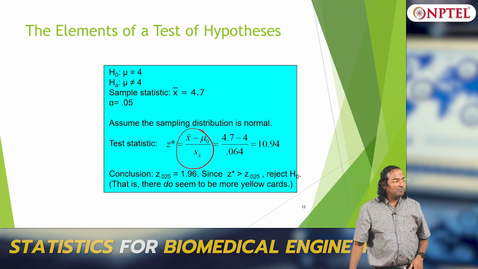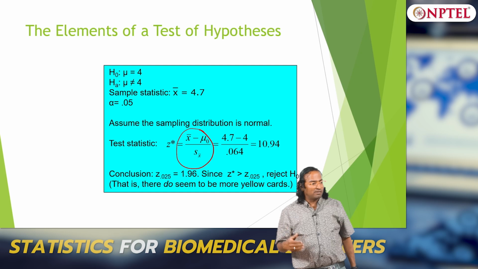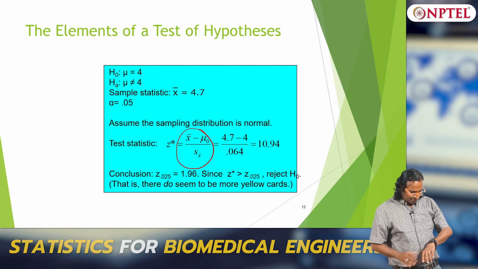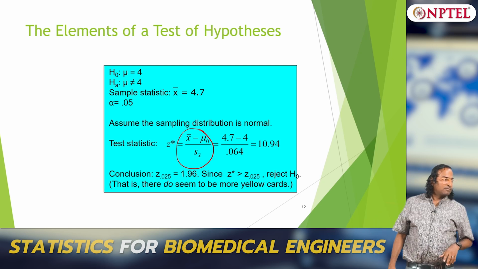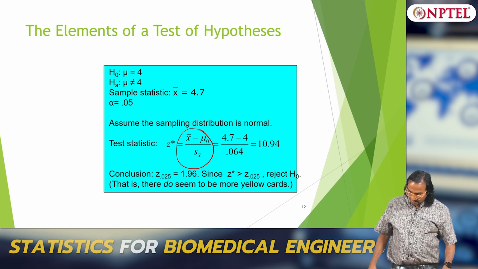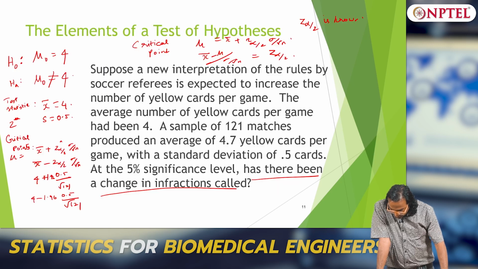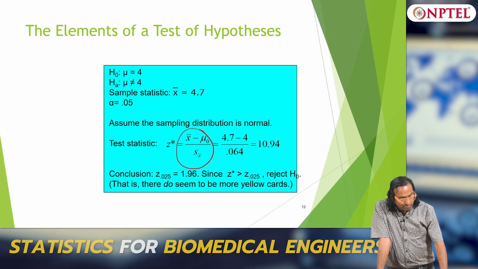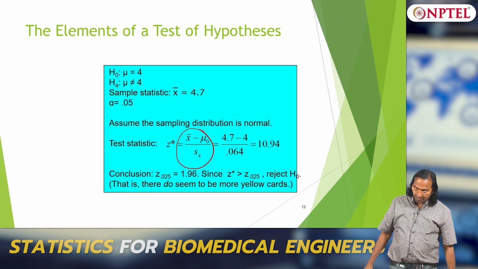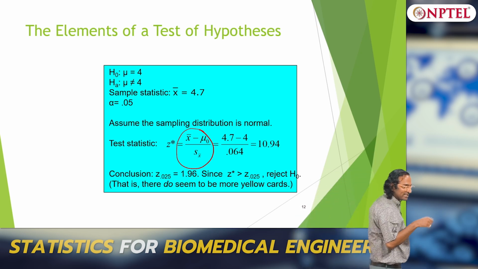0.5 divided by 11, what is the answer? That is what you will get. Correct? Can you calculate? 0.5 divided by square root of 121. It should be that way. I think there is a mistake here. This Sx bar should be point, it cannot be 0.064. 0.04, right? There is a calculation error, because this is sigma over root n. It cannot be sigma. So this 0.5 is not Sx bar.